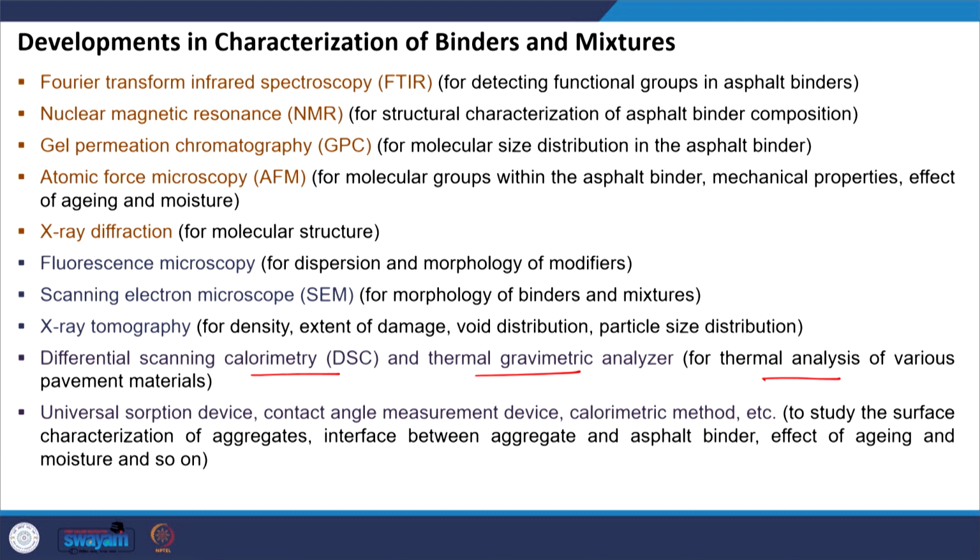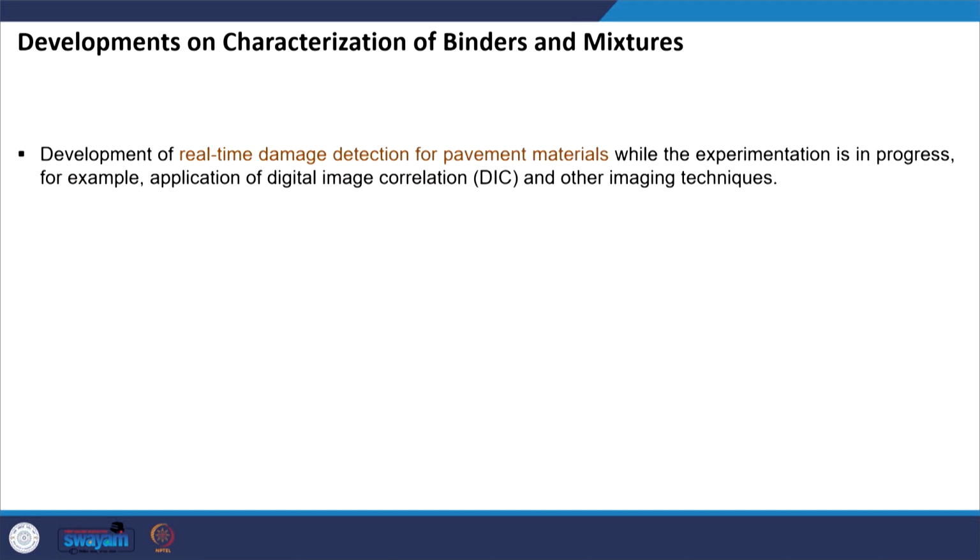We also have other equipment to study surface characteristics, interface characteristics between aggregate and asphalt binder, and also the effect of aging and moisture. Some of these equipments include the universal sorption device, USD, and the contact angle measurement device. For example, we have the sessile drop method to study surface energy properties. The calorimetric method has also been used, and there are other characterization techniques available.